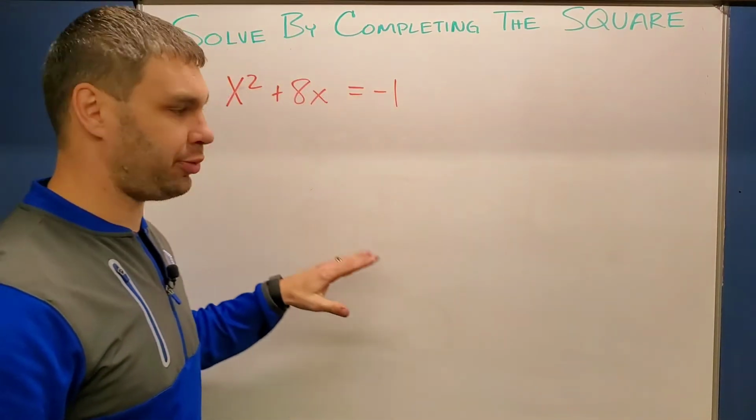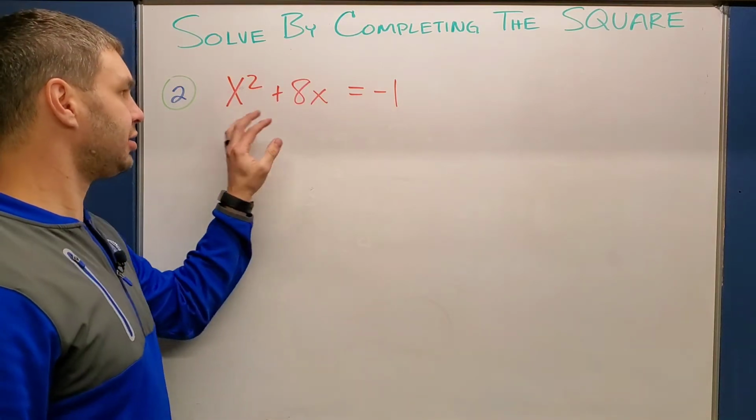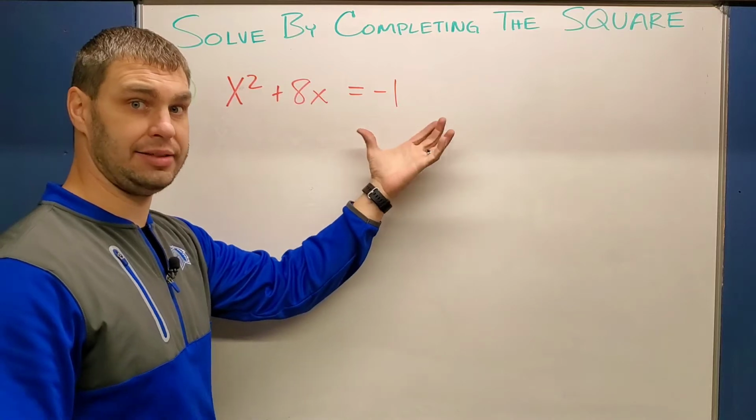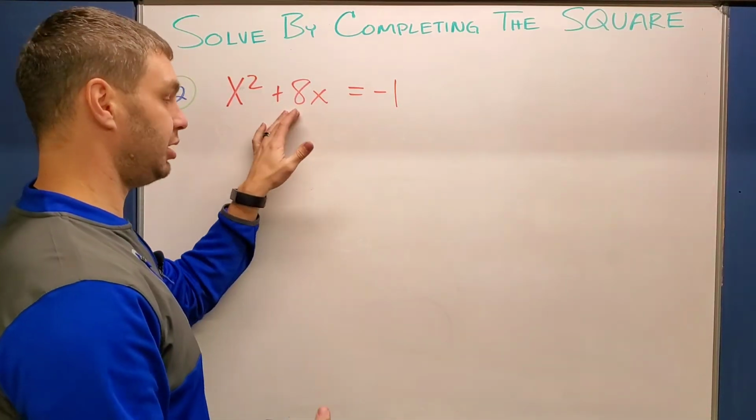All right, problem number 2, we're going to ramp up the difficulty just a little bit. This says x squared plus 8x equals negative 1. You'll notice my constant term is already over on the right side, so all I have to do is take half of my b term and square it.